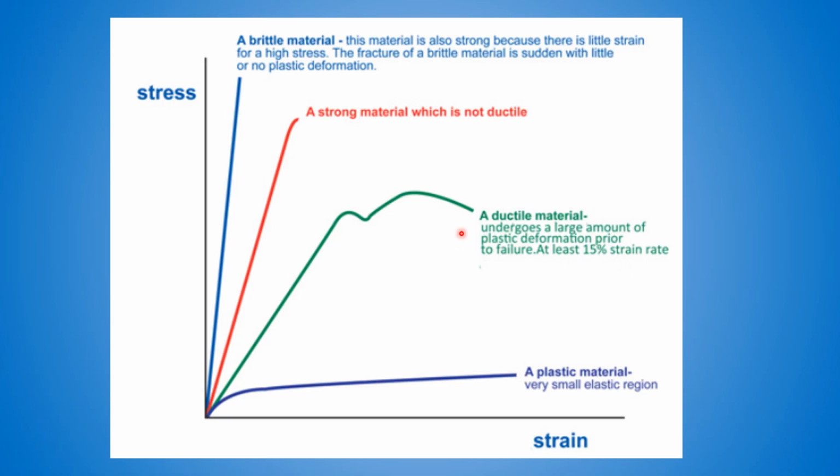Now, if I ask you which of the following is the toughest material, I think you are going to choose the material with the green curve. It's a ductile material and there is a large area under the curve. So material C is the toughest material in this stress strain graph.